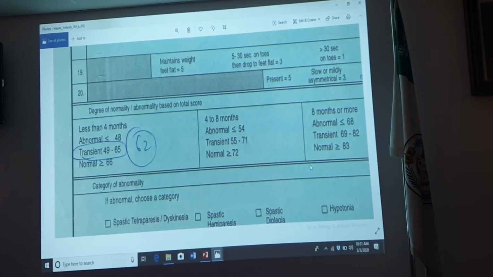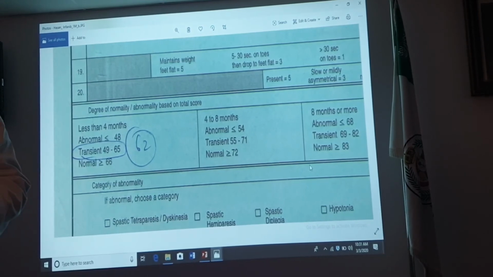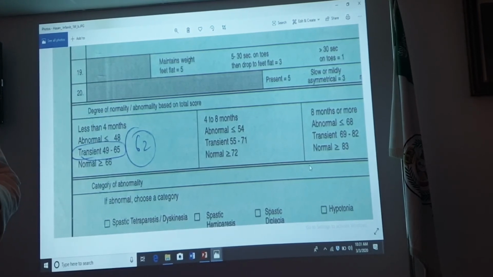1, 2, 3, 4, 5, 6, 7, 8, 9, 10, 11, 12, 13, 14 items. Okay? 14 fives are 70. 14 times 5 is 70, the maximum score.